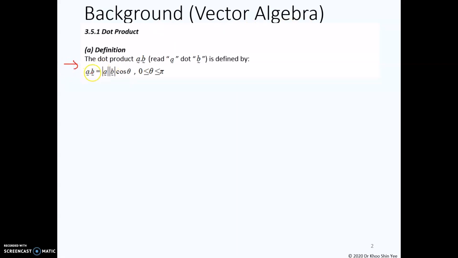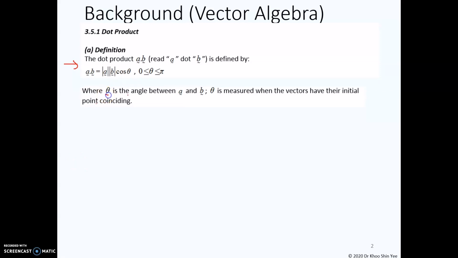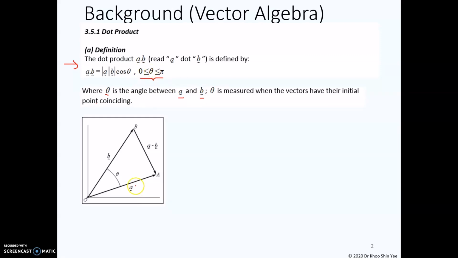So A dot B is equal to the magnitude of A multiplied with the magnitude of B cos theta. The symbol theta is the angle between vector A and vector B and is measured between 0 to pi. For example, you have vector A from the origin to A here, and you have vector B from the origin to B here, and when you take A dot with B, the angle between them can be measured here.